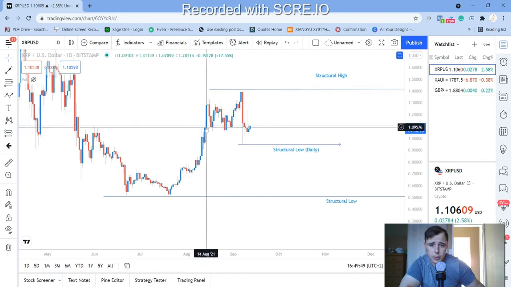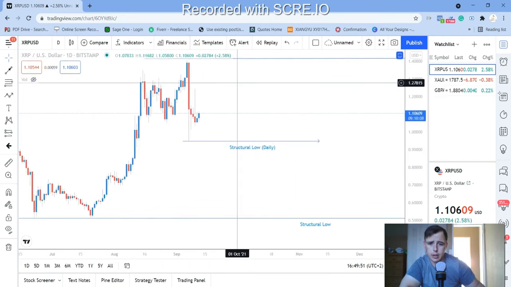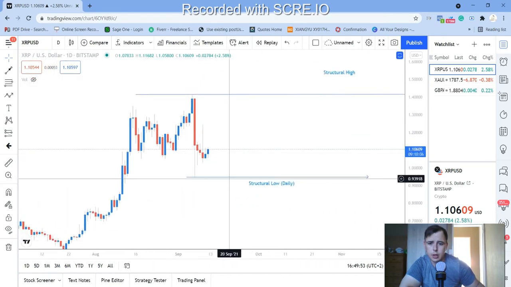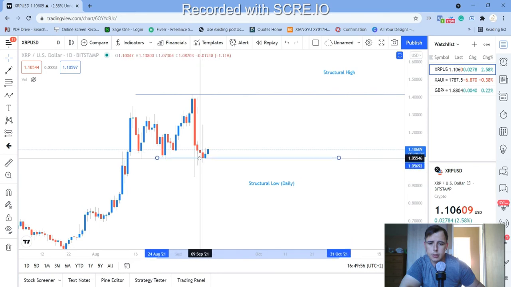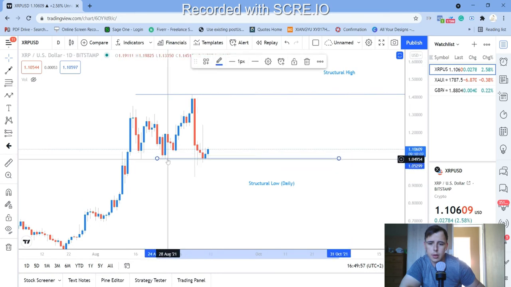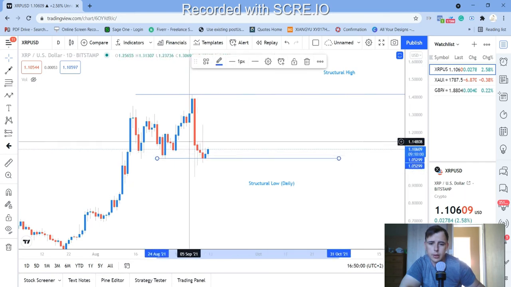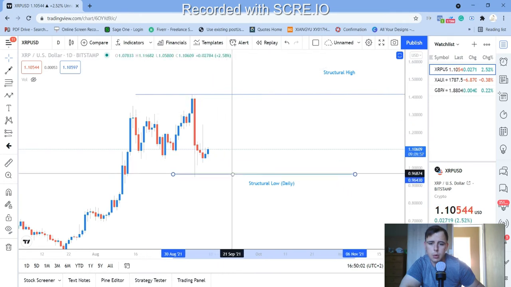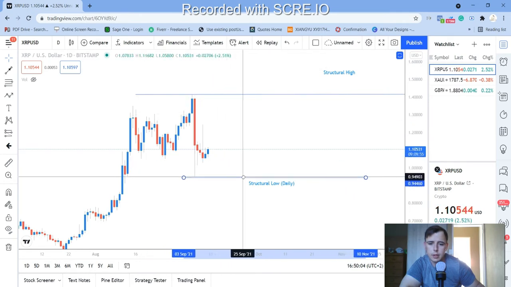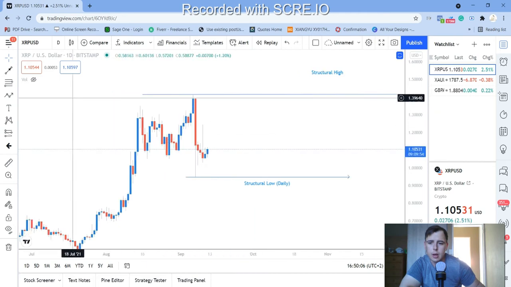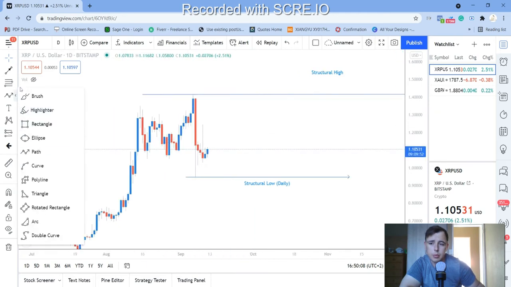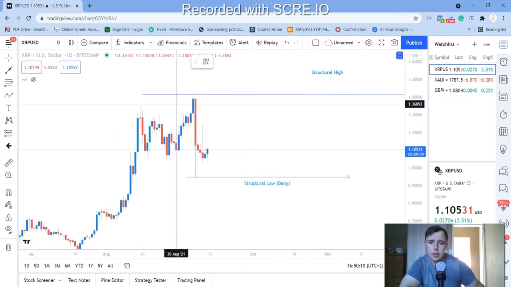Now, we can see we actually broke structure to the downside last week. The structure low point was this level right there. That was the structural low point, and that got broken last week. So I won't be surprised if we have a deeper retracement. Personally, I won't be surprised if we have something like this.